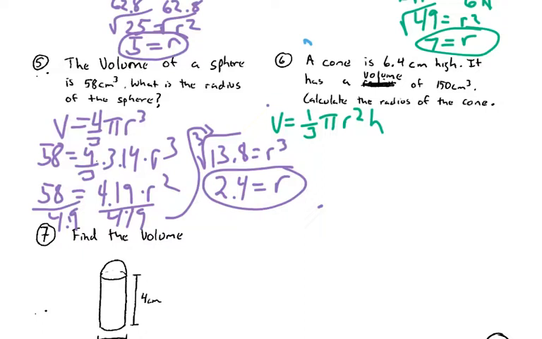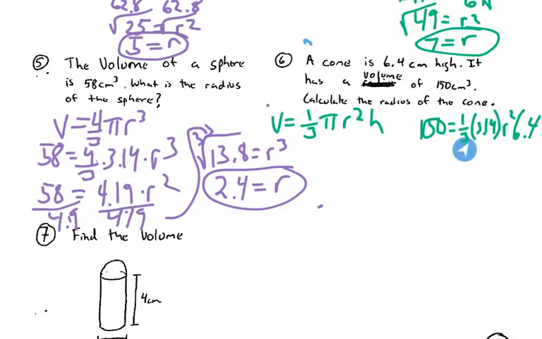Okay, number 6. A cone is 6.4 centimeters high. It has a volume of 150 centimeters cubed. Calculate the radius of the cone. So I'm looking for the radius. So the volume is 150 centimeters cubed. It does not have the pi symbol, so I will be using 3.14. So 150 equals 1/3 times 3.14 r squared, and the height they said is 6.4.